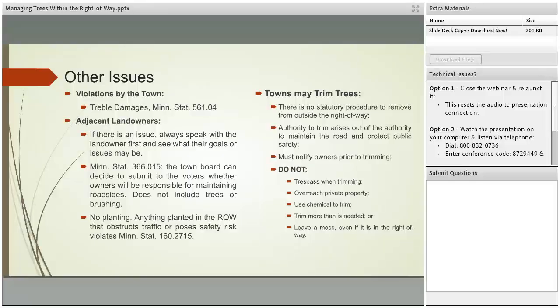The adjacent landowners: if the town has any issue, or would like to remove the tree, speak to the landowner nearby the road first. It's always good to lay out the town board's position, lay out the landowner's position, and try to come to a compromise. And we can avoid the statutory proceeding, that lengthy statutory proceeding.